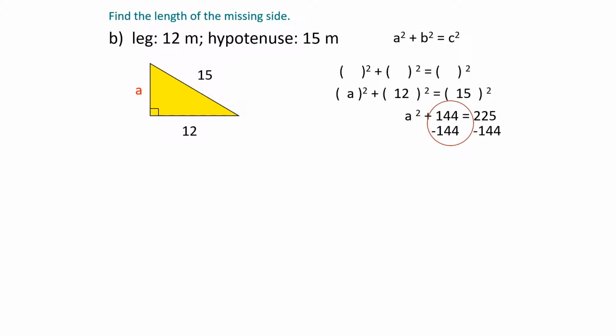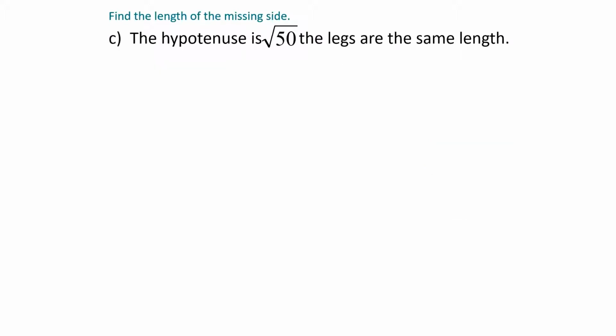Subtract the 144 off. Got 81. Square root of 81 is 9. And in this case, we got 9 meters. Now, I told you that square roots and squares undo each other. So here's an interesting example that I got a hypotenuse that is the square root of 50. It's the square root of 50 long.